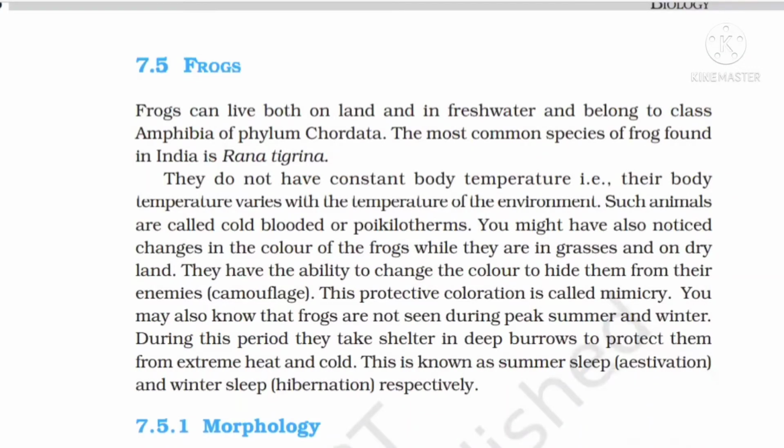So we are now going to start with the frog. To see the frog, if you see, they belong to the class amphibians, phylum chordata. And the common species which is found in India is Rana tigrina. They are poikilothermous or cold-blooded, meaning they change their body temperature with the surroundings. Who is not changing? That is known as warm-blooded or homeothermous.